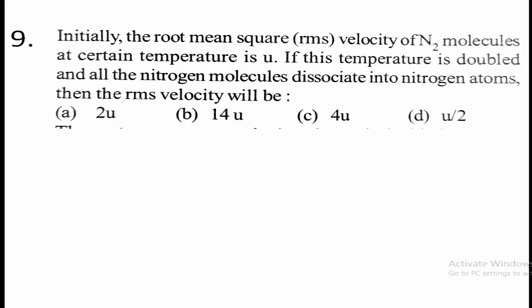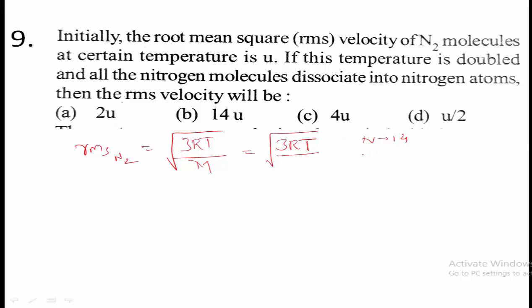Ninth one: initially the root mean square velocity of N2 molecules at certain temperature is U. If this temperature is doubled and all the nitrogen molecules dissociate into nitrogen atoms, then the RMS velocity will be... The starting RMS velocity of nitrogen molecules is given. How do you write it? RMS velocity of N2 is equal to square root of 3RT divided by M. Now for N2, substitute the values. 3R, temperature is not given, simply a certain temperature, so take T, and M is molar mass. So what is the molar mass of N2? Atomic mass of N is 14. Here it is N2, so 14 into 2 is equal to 28.